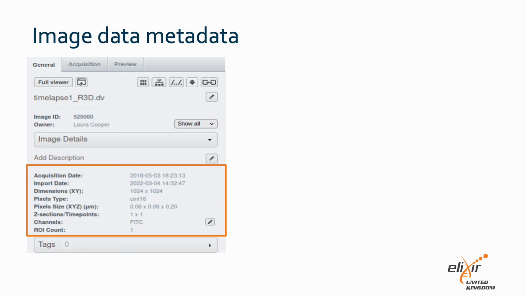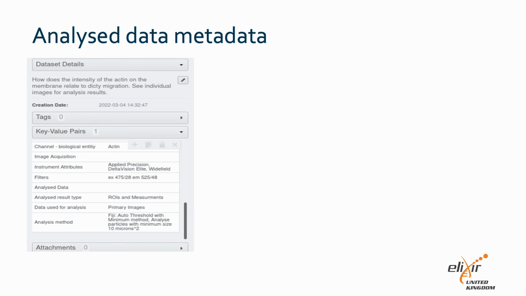But you can see here that this image has one region of interest, and this is part of the analysed data. Since all my images were analysed using the same method, I include the analysed data metadata with the dataset key value pairs. If I had used a different method or different parameters to analyse each image, I would have included the metadata for the analysed data with each image.